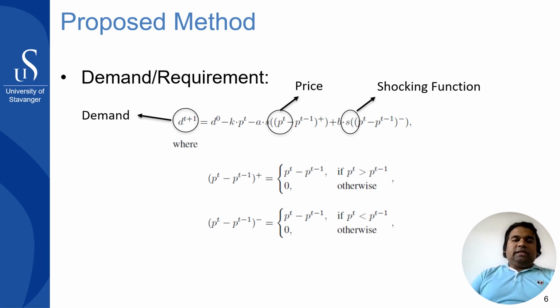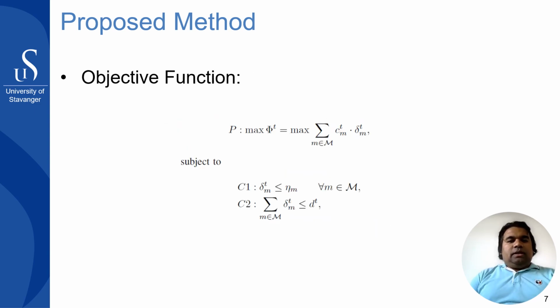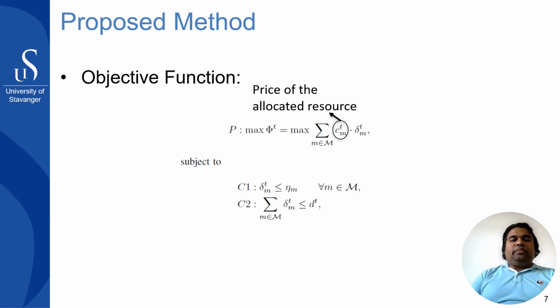And also we can see that the positive changes will be calculated this way, and the negative changes of the prices will be calculated this way. So this is our demand or requirement function. Then the overall objective function is to maximize the revenue, which is just the multiplication of the price of the resources and the allocated resources.